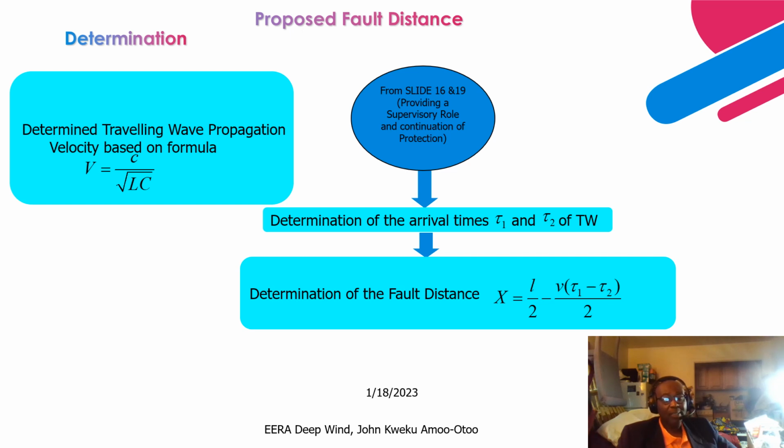Then below that is the inductance and the capacitance of the cable core. So based on that, I can determine the velocity of propagation. Then based on that, I can determine the fault distances. So I can compare the actual fault distances and the calculated fault distances and determine the error.